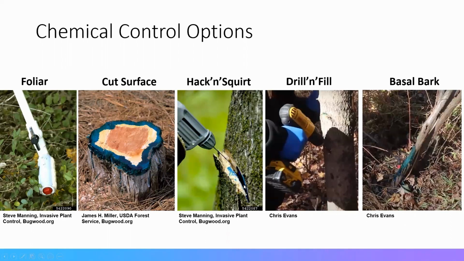Then we have the hack and squirt method, where someone has taken an axe and hacked into this tree right here and they're squirting an herbicide. Drill and fill, again the same thing. They just drill a hole and fill that hole with an herbicide. These are highly targeted applications. Again, they're not broadcasting this all over the place. Highly controlled.